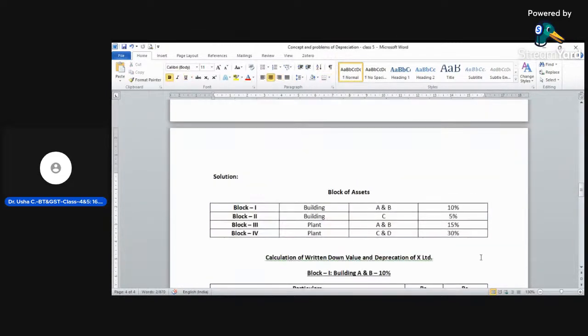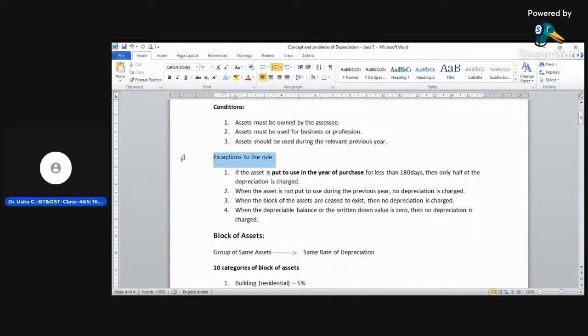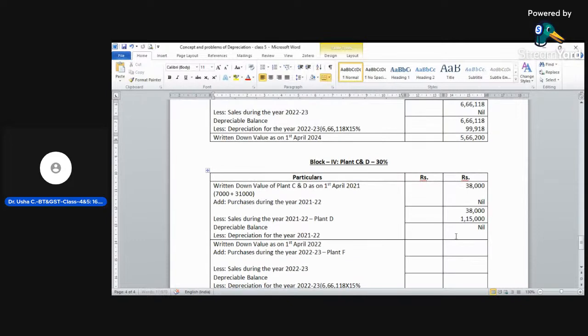Understood? So look at here the point, the exception rule which I had explained to you, that is, when the depreciable balance or the written down value is zero, then no depreciation is going to be charged. Understood? So no depreciation will be charged now. Depreciation is nil for the year 2021-22. Then what is the WDV? WDV is also nil for the year 2022-23.